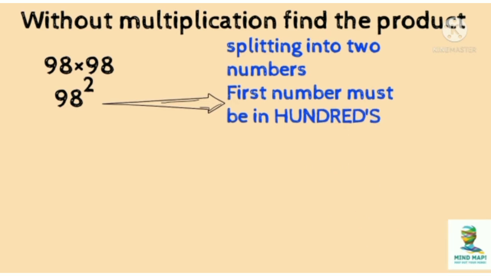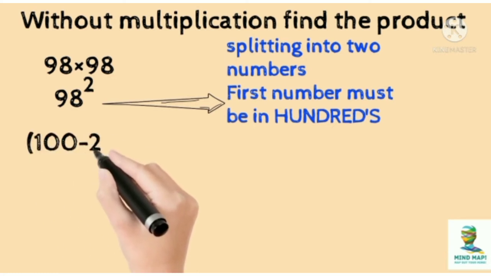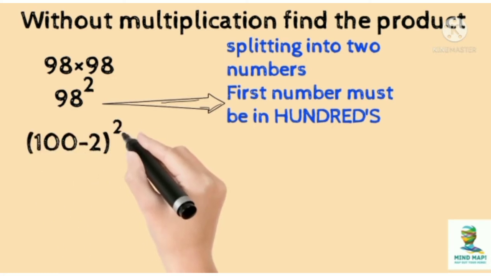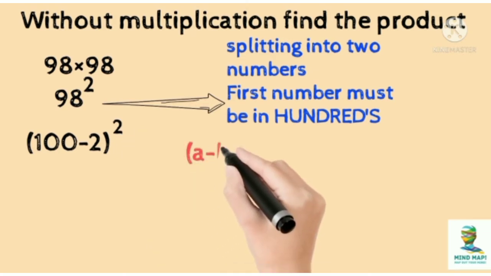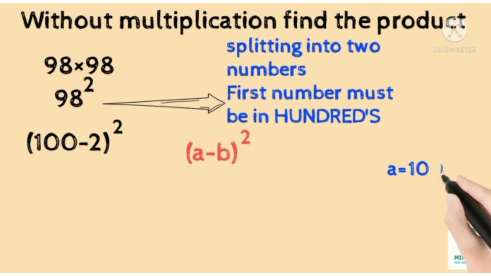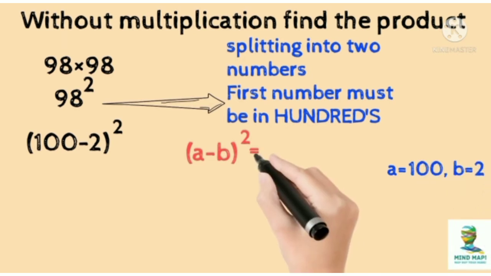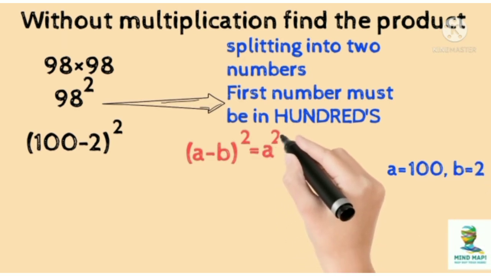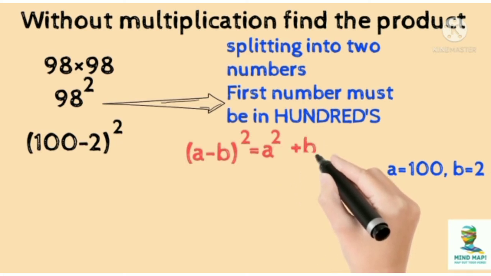So I have 98, which needs to be split into two numbers. The first number must be 100. If we consider 100 to be the first number, then in order to get 98, we should subtract 2. So we get 100 minus 2. It exactly looks like (a minus b) the whole square, where a is represented as 100 and b is represented as 2. So this was the first part of solving.